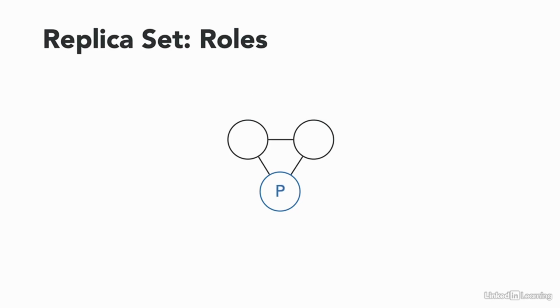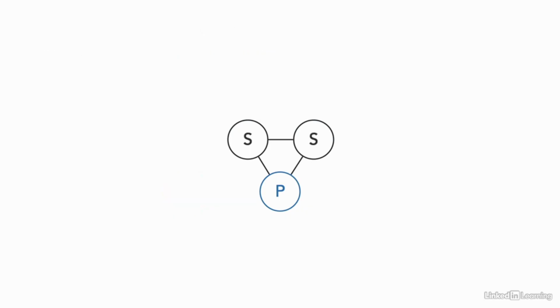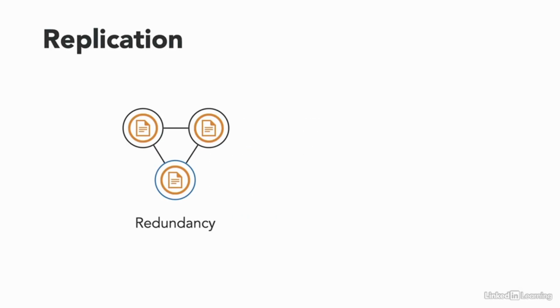One replica set member in each replica set is elected to be the primary. The primary receives all write operations. The rest of the replica set members are secondaries. Secondaries replicate write operations from the primary asynchronously to maintain exactly the same dataset. This is how MongoDB uses replication to achieve redundancy, meaning the data is replicated in multiple places.